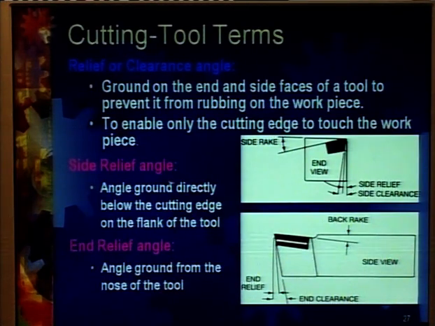The main purpose of these relief angles is to prevent the tool from rubbing onto the workpiece, which will unnecessarily increase the friction. This not only increases the overall power required to carry out the machining, but also decreases the finish of the workpiece, because if the tool edge is rubbing onto the already finished workpiece, it will decrease the finish of that particular piece.